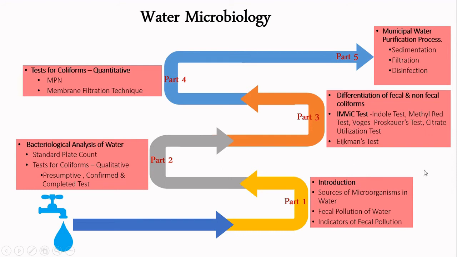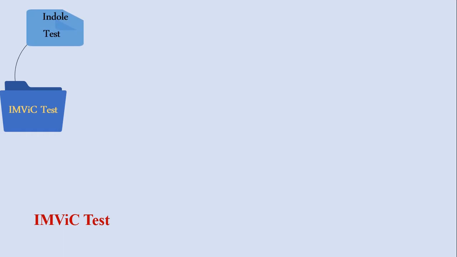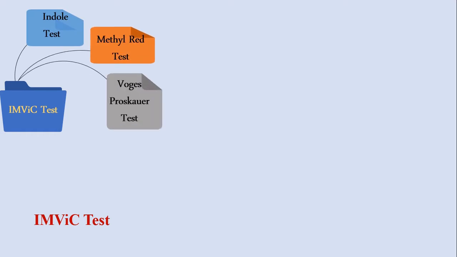So what is the IMViC test? Actually, it is a set of 4 different biochemical tests. In this, the first test is the indole test, the second one is the methyl red test, the third one is the Voges-Proskauer test, and the fourth one is the citrate utilization test. And a set of these 4 tests is collectively known as the IMViC test.